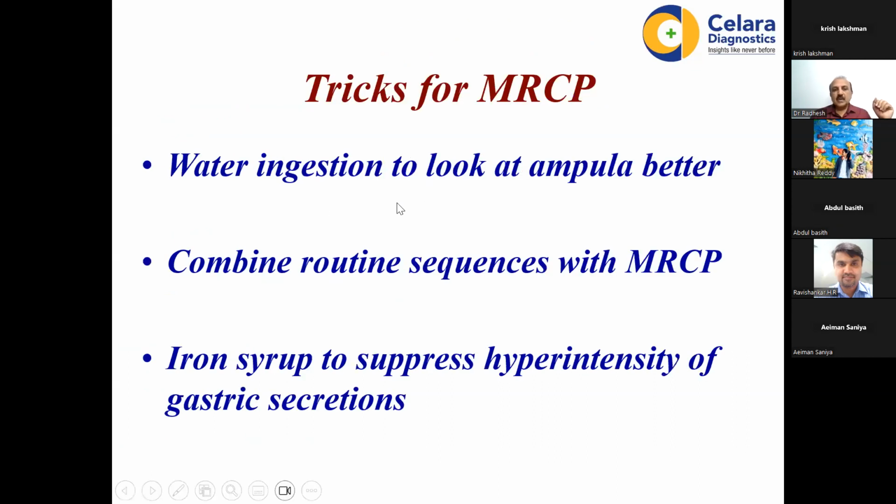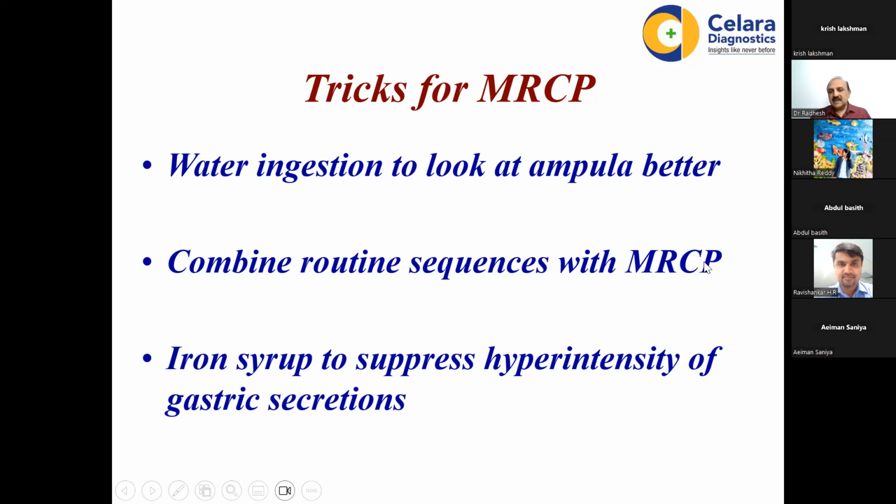Now, what is the trick? Sometimes, to look at the ampulla, we ask the patient to have a little bit of water and then we put him right side down and then we scan so that the water within the duodenal C or the second portion of the duodenum stands out. If there is an ampullary carcinoma, it will marginate or surround the tumor. So this is a small trick we use.